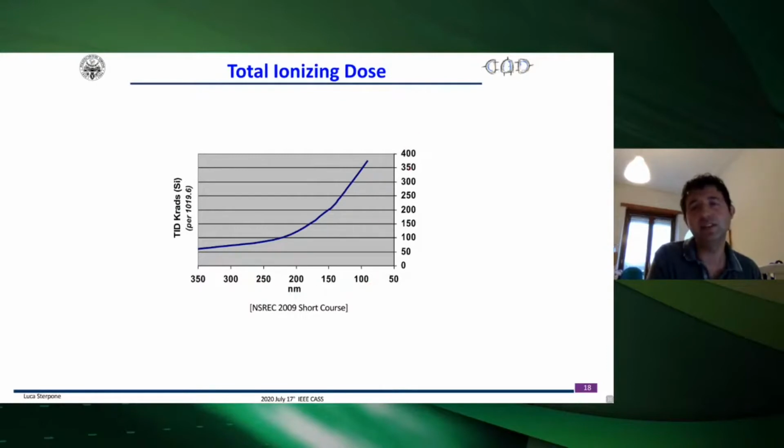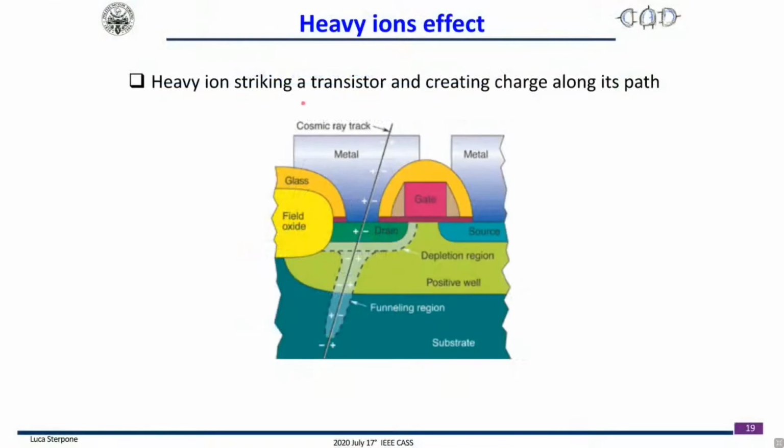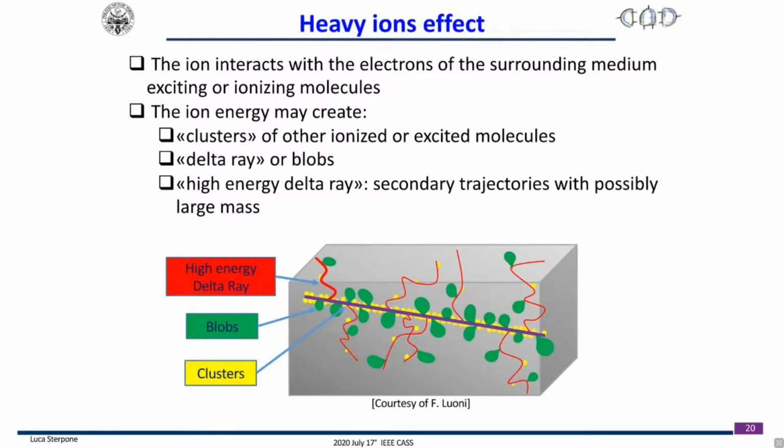So you see that the more the technology shrinks, the more TD can be accumulated. On the other side, if we look at the phenomenon of the transient effect that I mentioned before, what we need to care about is that when a particle crosses the silicon area of our transistor, it can cross multiple levels, and then it can generate glitches that can be upsets or can be transients, depending on where we have this phenomenon.